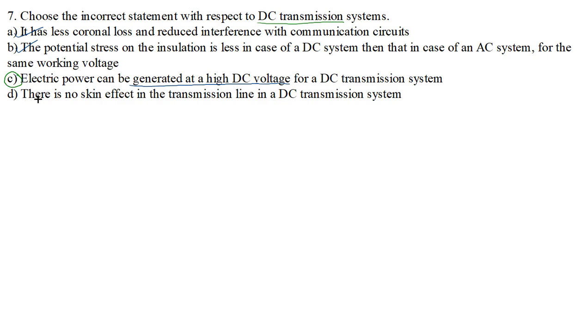If we see option D, there is no skin effect in the transmission line in a DC transmission system. That is also correct, because in the case of DC there is no presence of inductance. Therefore current will be uniformly distributed throughout the surface. So options A, B, D are correct statements. We have been asked for the incorrect statement, so the correct answer will be option C.